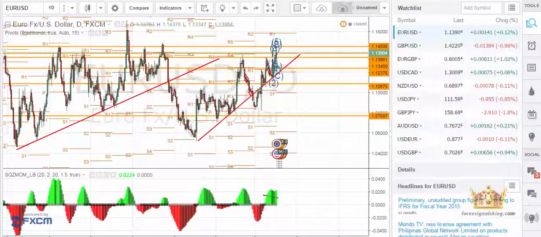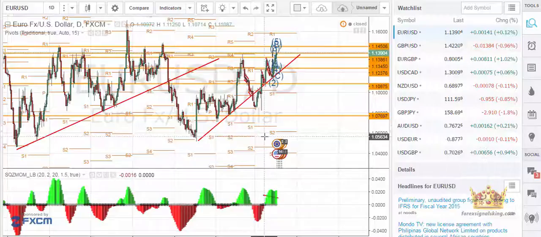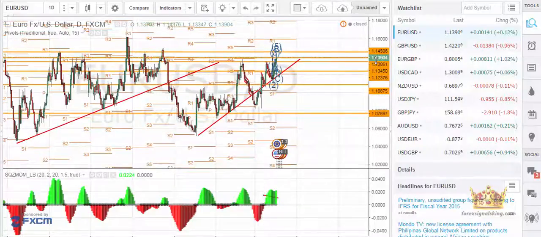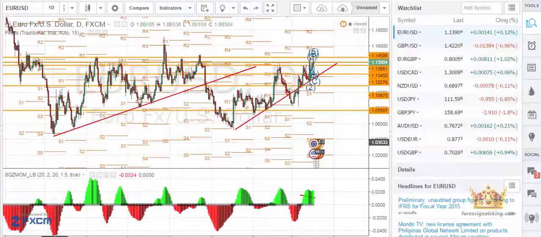Today we're gonna have a new trade idea about the euro dollar. Right now I'm having the daily chart of the euro dollar, and I can see clearly, or I hope you too can see clearly, there are two wedging triangles.